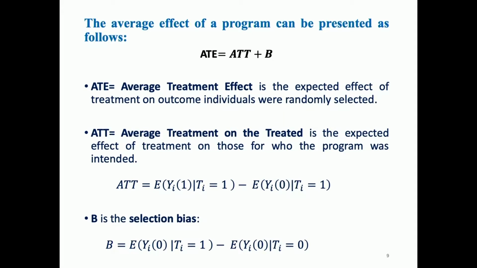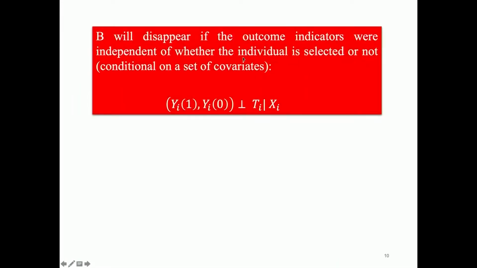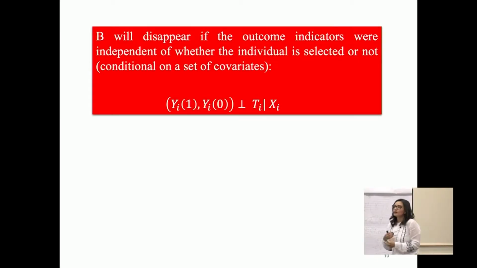So the idea with the PSM is that we are trying to see this condition: that the outcome of the person if he is treated and the outcome of the person if he is not treated are independent of the treatment, given the X's. What are these X's? These X's are whatever variables that we include that may affect the outcome.